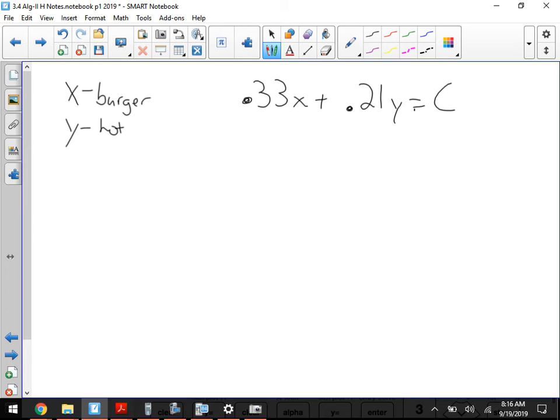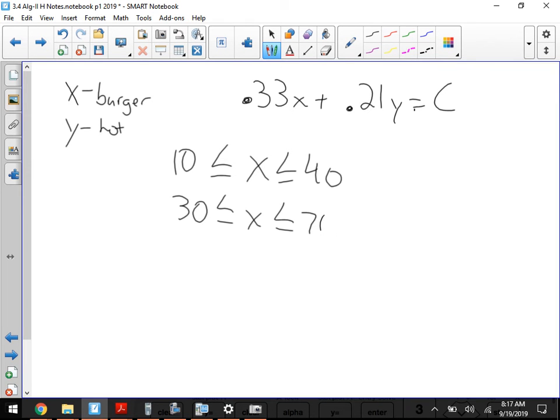It talks about specific constraints, more of a parameter style again in this one. It says you must sell at least 10 burgers, but no more than 40. So your burger has to be somewhere between 10 and 40. Same idea for the hot dogs. Your hot dogs have to be somewhere between 30 and 70. And you can't cook more than 90 of them total.